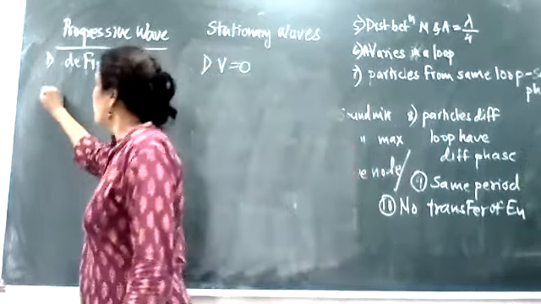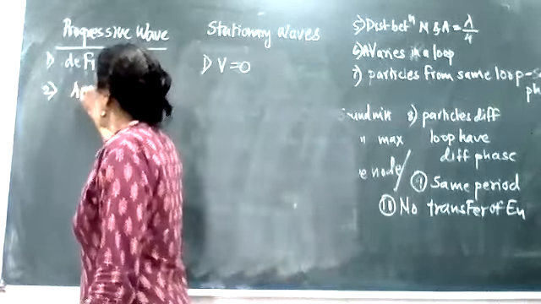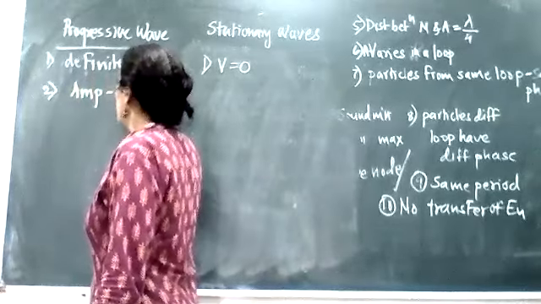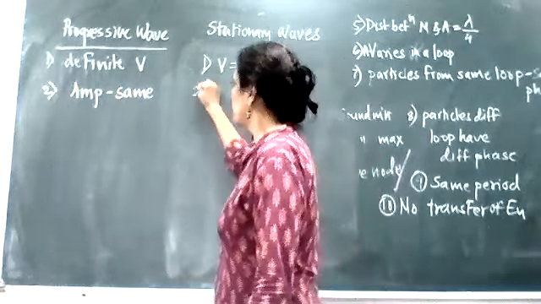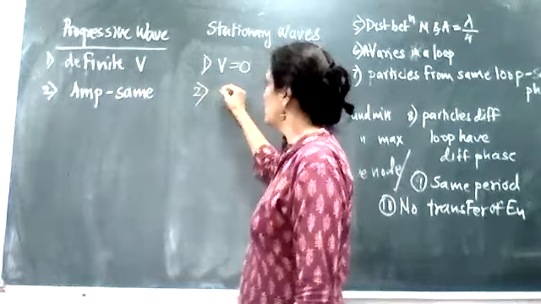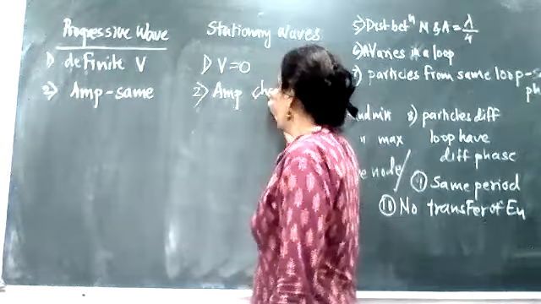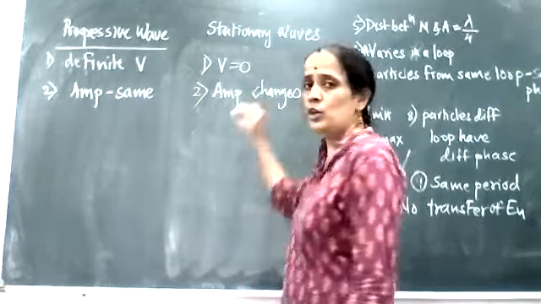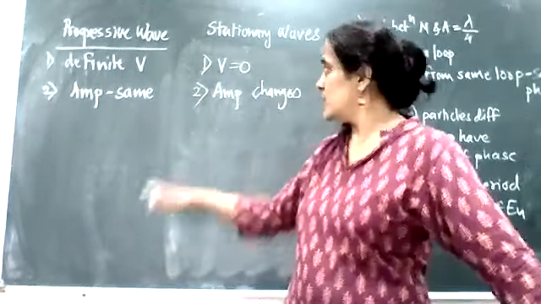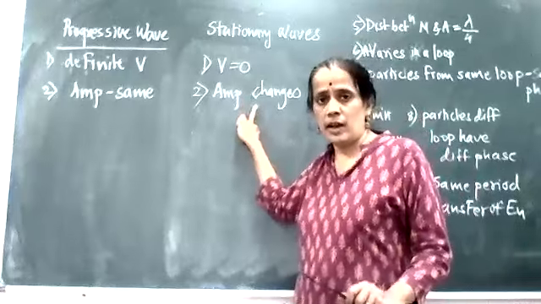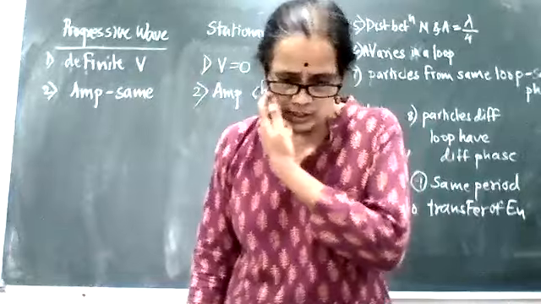Then, the second property: in a progressive wave, the amplitude will remain the same for all the particles. But in a stationary wave, the amplitude changes. There is a variation of amplitude, or I can say the amplitude changes from node to antinode and antinode to node. So in a stationary wave there is a variation of amplitude, while in a progressive wave the amplitude always remains constant.